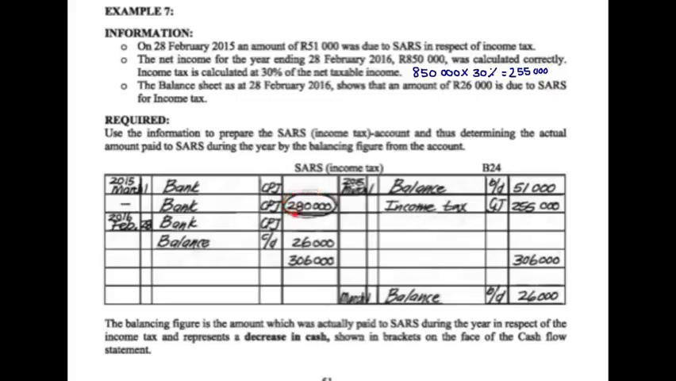That is sufficient. The balancing figure is the amount which was actually paid to SARS during the year in respect of income tax, and represents a decrease in cash, in other words an outflow. So it's shown in brackets on the face of the cash flow statement.